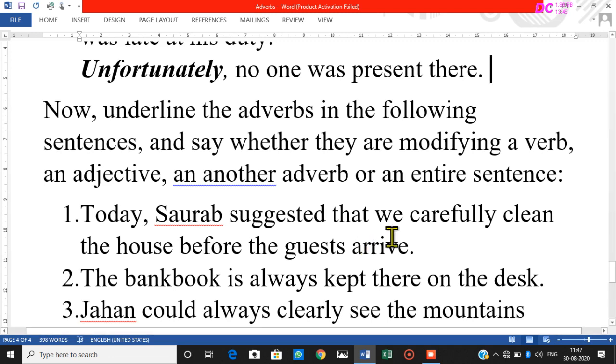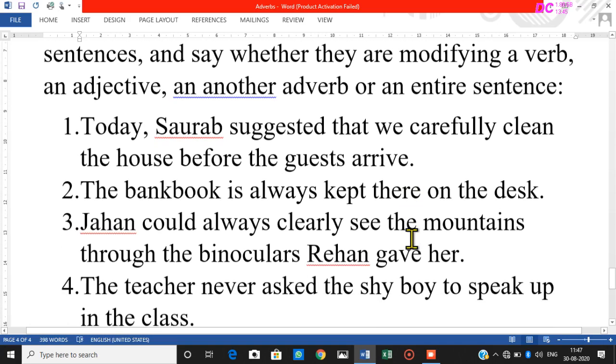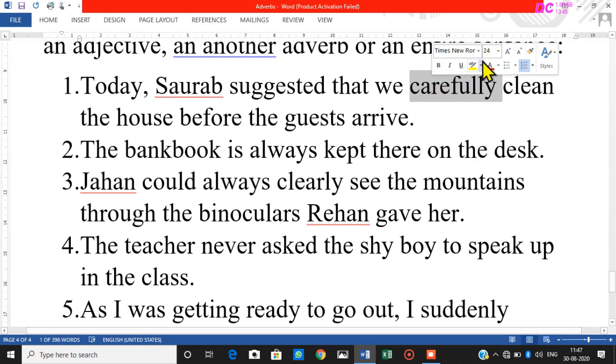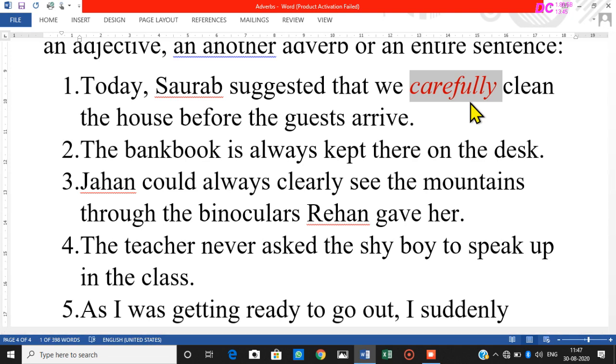Today, Saurabh suggested that we carefully clean the house before the guests arrive. Here carefully is an adverb. Now you have to tell me: does it modify a verb, another adverb, an adjective, or an entire sentence? It is up to you. Please answer me on my WhatsApp number. I will give the WhatsApp number later on. You must have my WhatsApp number.